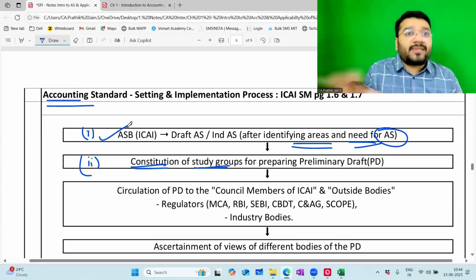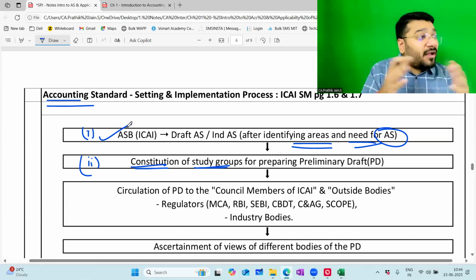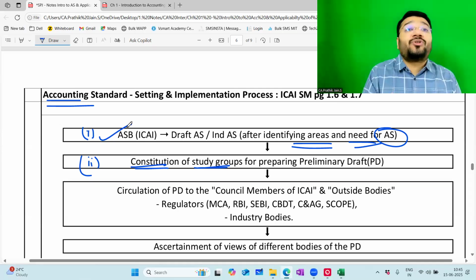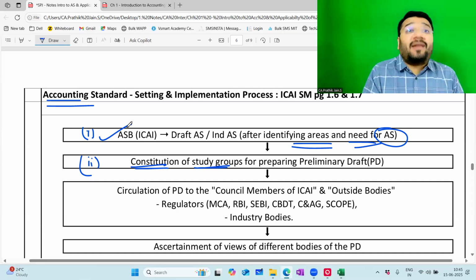Then they'll come out with the process. Complete rules they'll come out with. So they also discuss how presentation needs to be done, how the recording needs to be done, how the disclosure needs to be done, how you are supposed to measure a transaction.